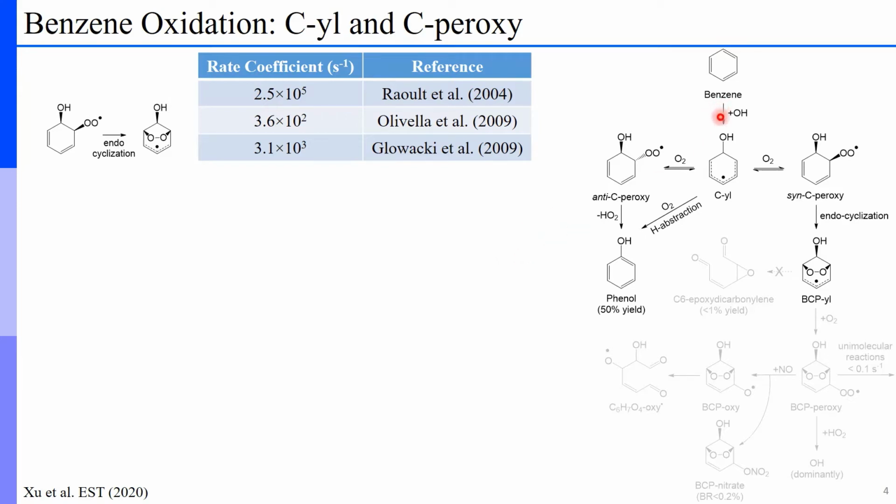Benzene oxidation starts from OH addition to the aromatic ring to produce an alkyl radical. This alkyl radical can react with oxygen and then eliminate HO2 to produce phenol, or the alkyl radical can react with oxygen and then undergo endocyclization to produce a bicyclic radical. As mentioned before, the calculated rates of this endocyclization reaction differ by 3 orders of magnitude.